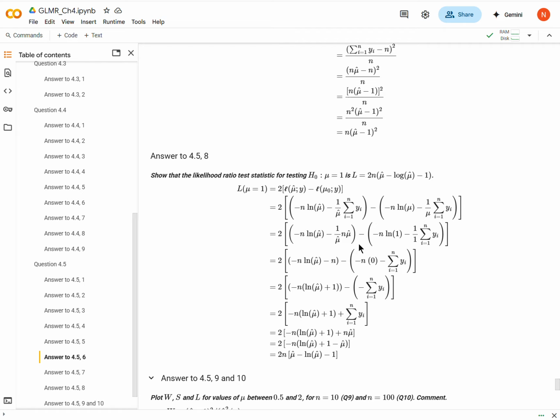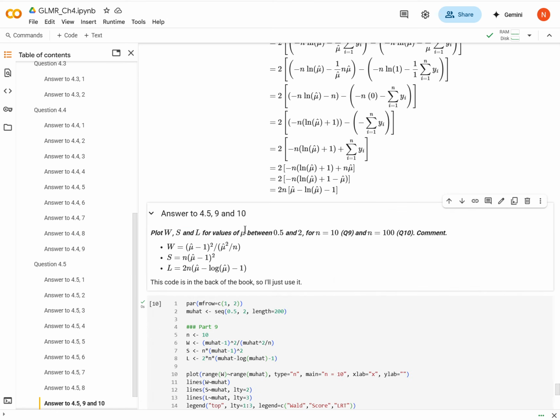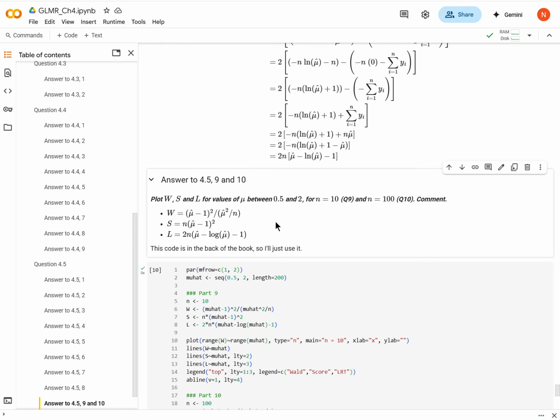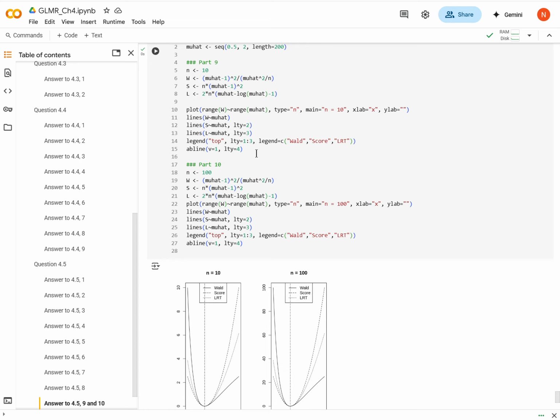So there's all the details, and then finally in parts 9 and 10, we want to plot the 3 statistics that are just calculated for different values of mu. I think this should be mu hat. The book calls it mu, and I'm going to call it mu, but I think it should be mu hat. Then we want this for sample sizes of 10 and 100. I've just reiterated the formulations right here. The back of the book gives very nice code for this, so I think we'll just use that.